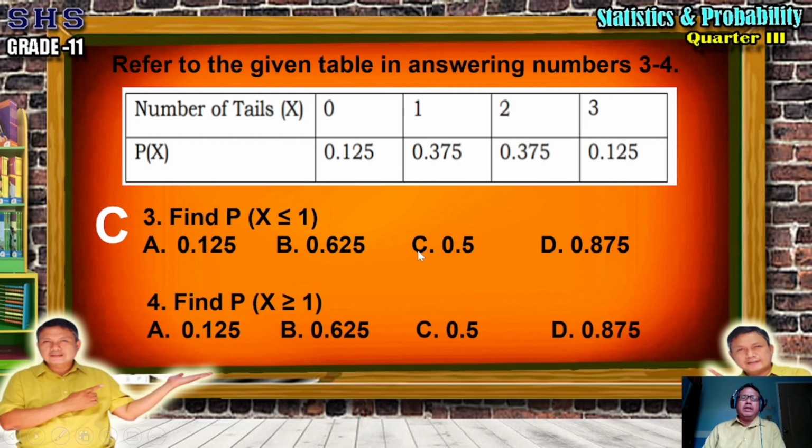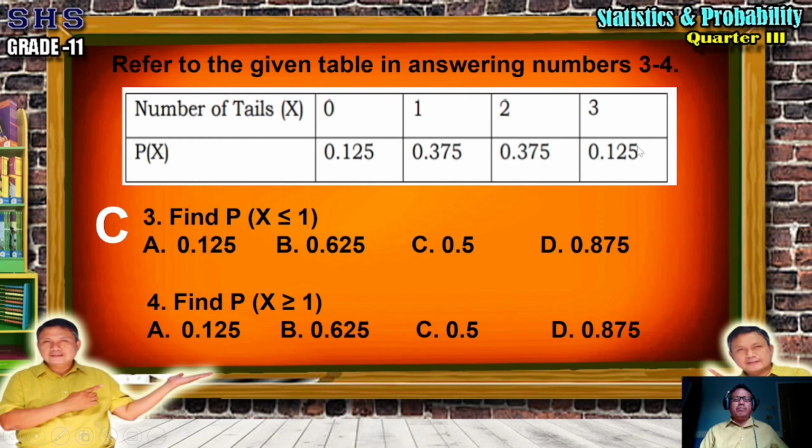Find the probability of X is greater than or equal to 1. Kung kanina ay less than or equal to 1, ngayon naman ay greater than or equal to 1. So, ibig sabihin, kasama pa rin si 1 kasi may equal sign. And what are the values that is greater than 1? So, we have 2 and 3. Kasama sila lahat. Okay, same value lang po na napadagdag lang po ay 0.375.